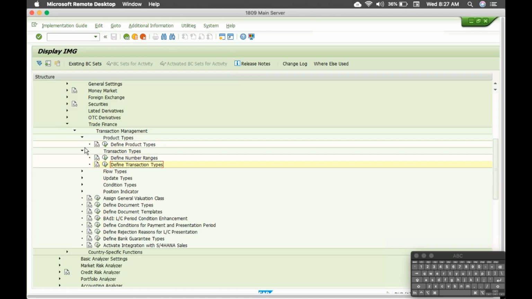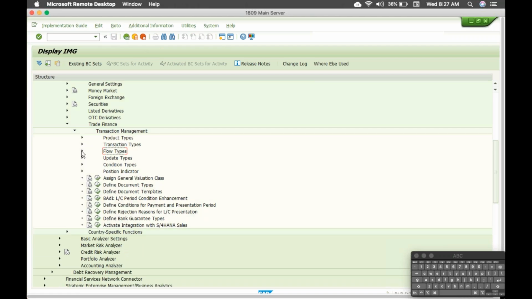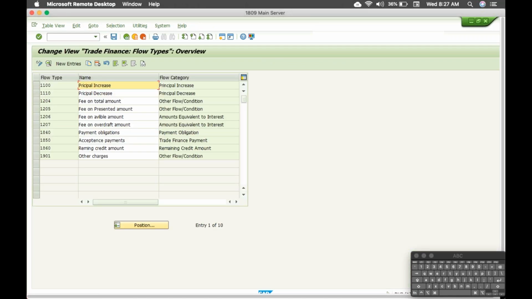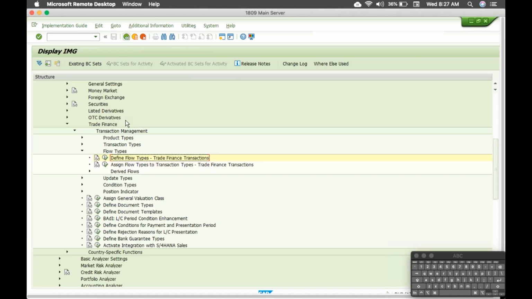Come back, then come to flow types. Assign flow types, transaction types, and trade finance transaction. So first define flow types for the trade finance transaction. Basically, transaction types are only two types, right? Issue and receive. Yes, because we are raising the letter of credit, from the banker side also we need to record. That's why we have four line items.